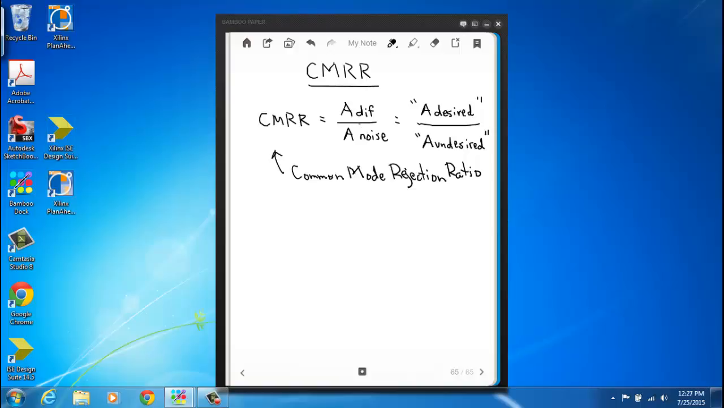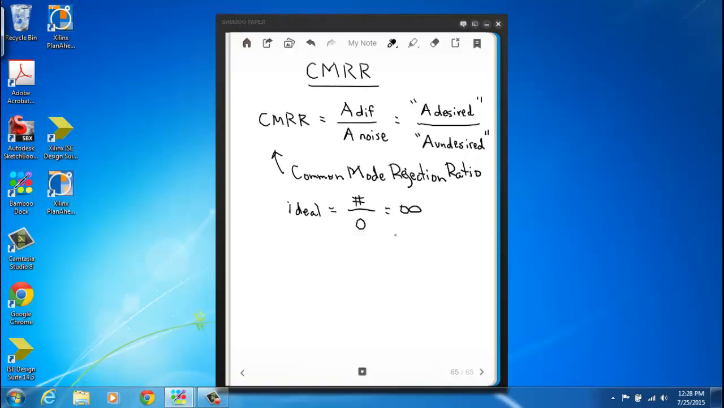Ideally, the gain of the difference, the desired, would be some number, and the gain of the noise would be zero, because they would completely cancel out. So you see, the ideal CMRR would be infinity. In a real case, you just want this ratio, this number for CMRR, to be as large as possible. And it's not uncommon to have differential amplifiers where the CMRR is a couple hundred thousand or more.